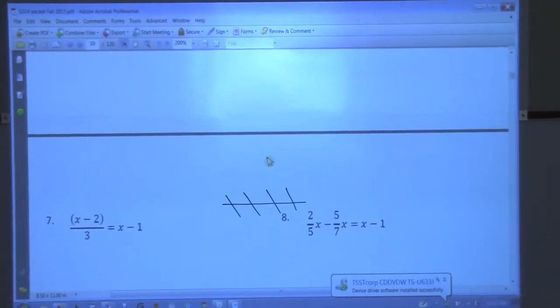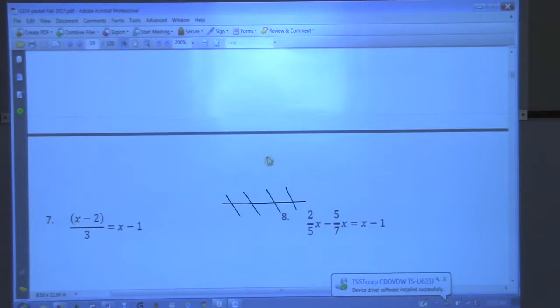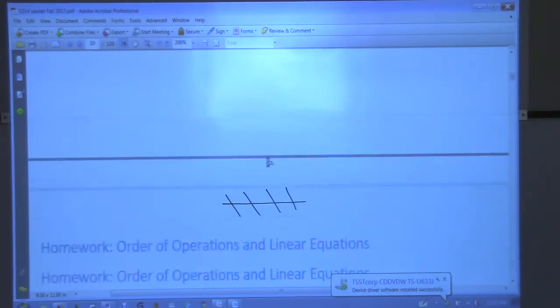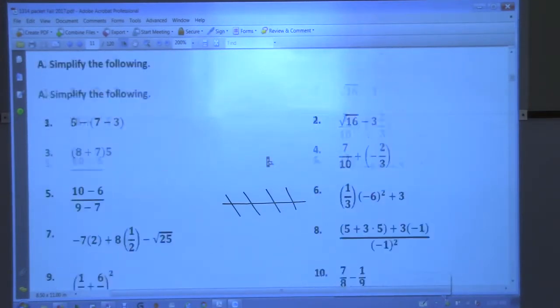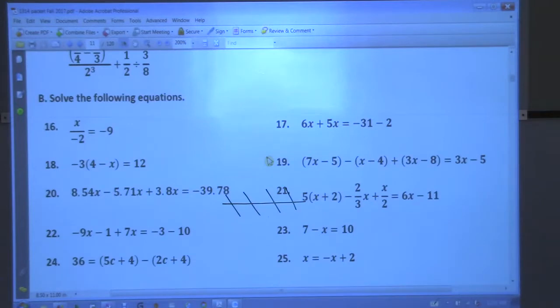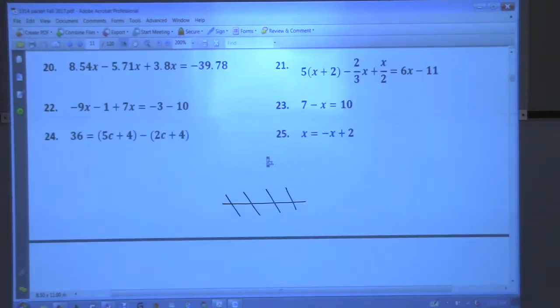I'll start with any questions that you might have over the homework. So, questions over the homework? Anything over the homework? I think number 19 on page 7 is wrong in the book.